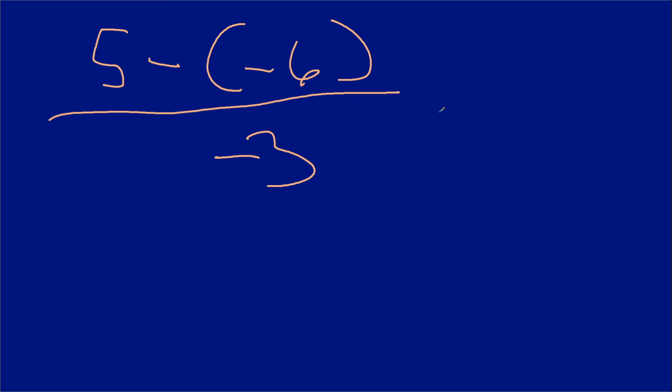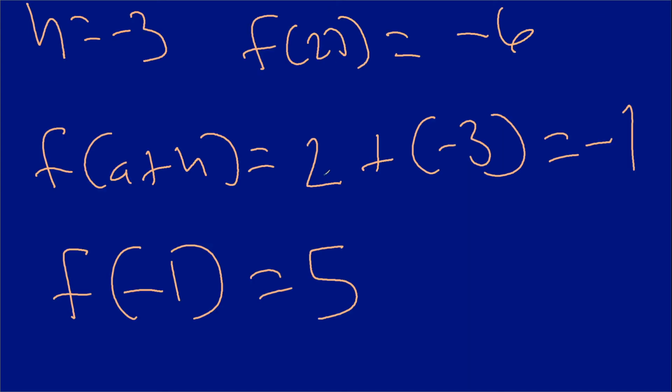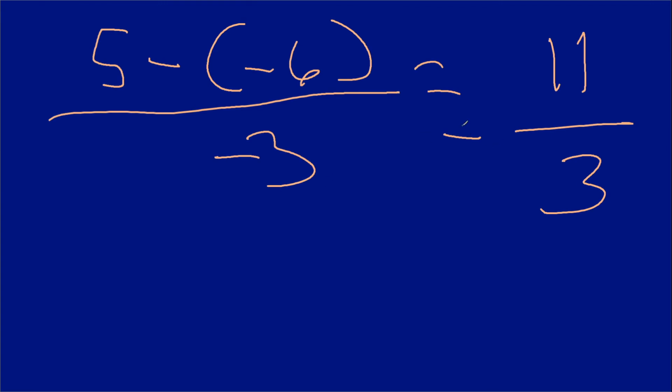And so when you go through this entire process, you get, well, 5 minus -6 is going to be positive 11. And then we still have that -3 on the bottom. And this is our answer. So the average rate of change, when we are looking at the points (2, -6) and (-1, 5), is going to be -11 over 3. In other words, it's decreasing. That's what's happening. It's going in a negative direction. It's going down. It's losing value. And this is how you address finding the average rate of change.